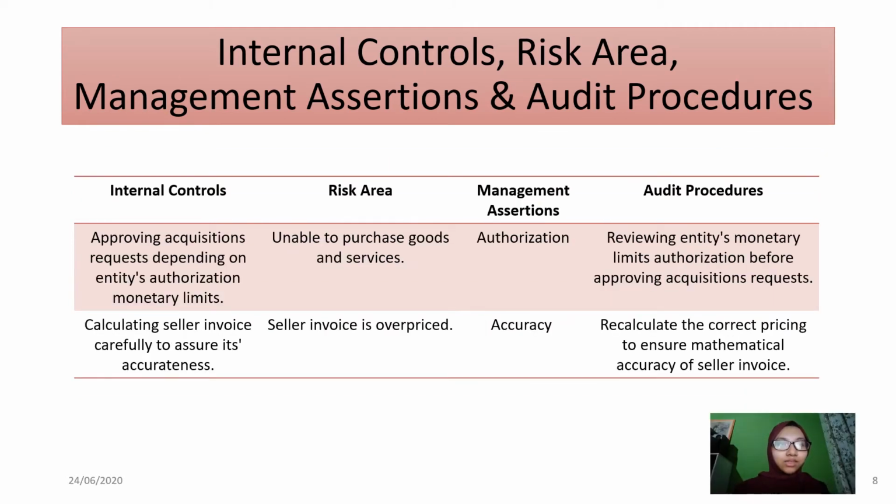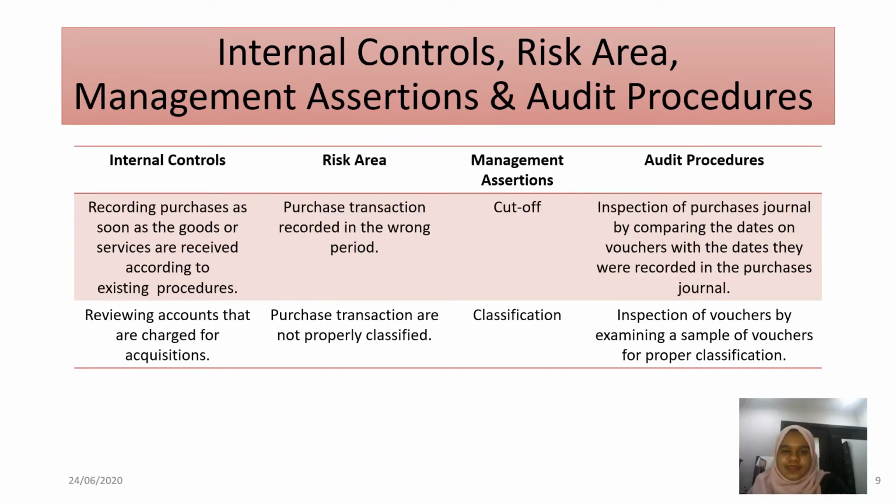The next internal control is approving acquisition requests. So the internal control being implemented here is recording purchases as soon as the goods or services are received according to the existing procedures. However, the risk area here is that the purchase transaction might be recorded in the wrong period. So the suitable management assertion is cut off.